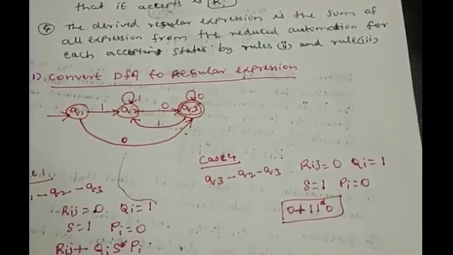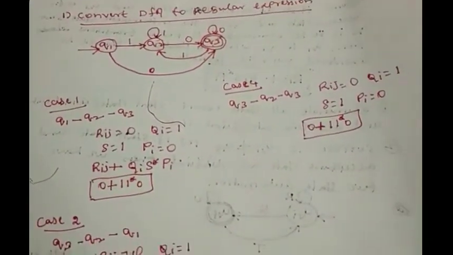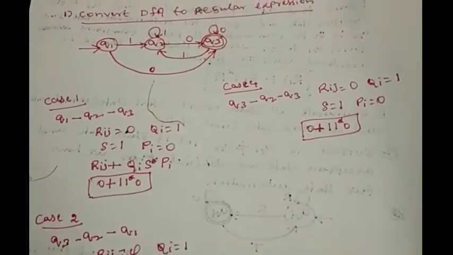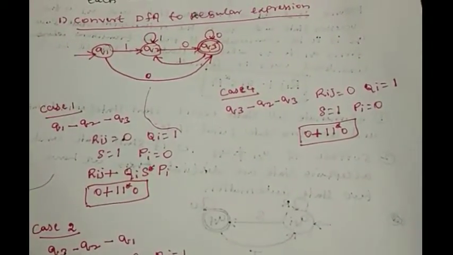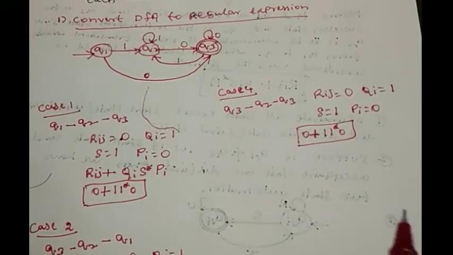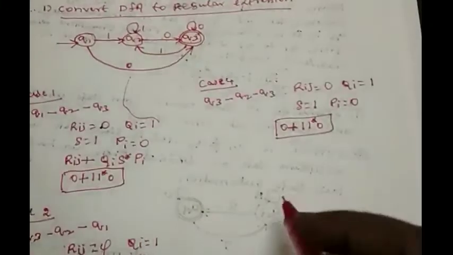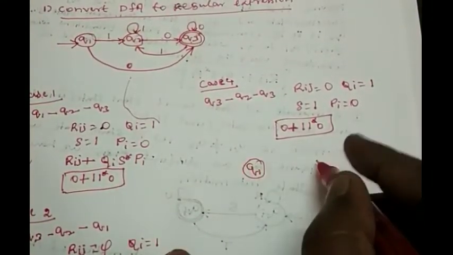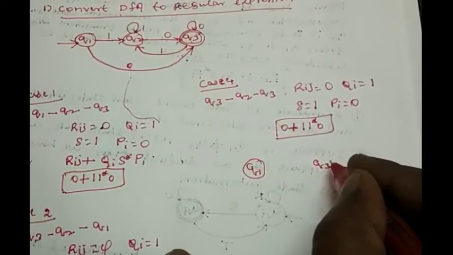Now we have to put these calculations into the respective diagrammatic representation. I have Q1, Q2 and Q3 states here. In this, Q2 has to be eliminated. So the remaining states are Q1 and Q3. I will draw this diagram, Q1 and Q3.